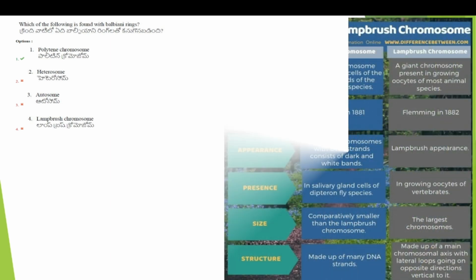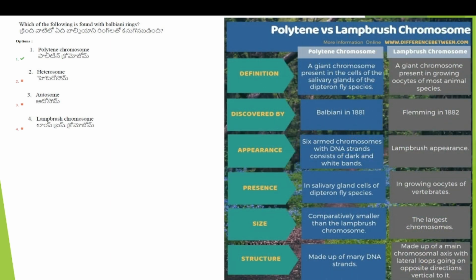Take another question. Which of the following is found with Balbiani rings? We take the options. First one is polytene chromosomes. So polytene chromosomes contain Balbiani rings.